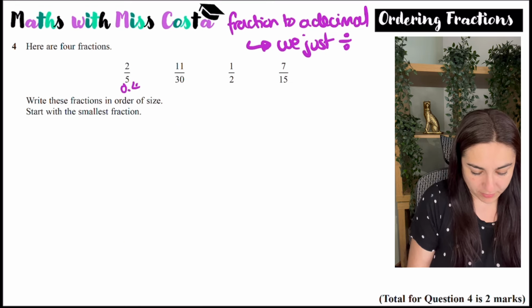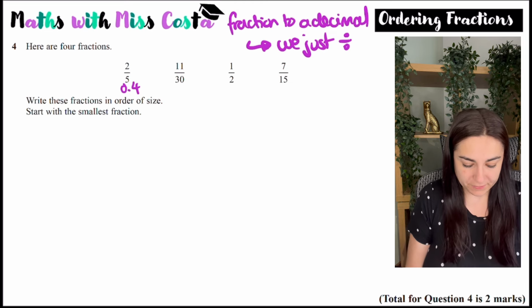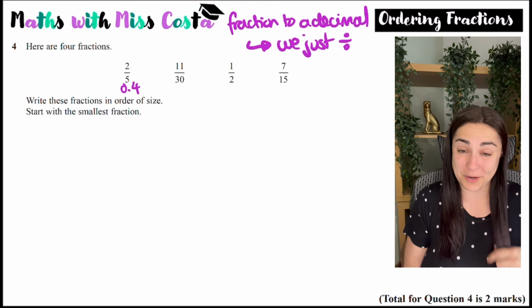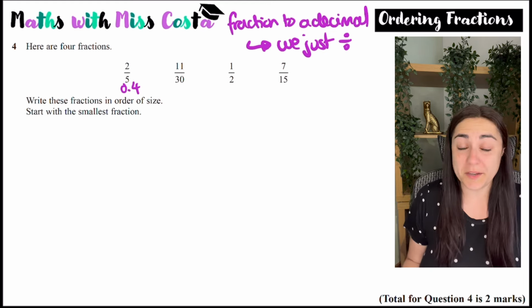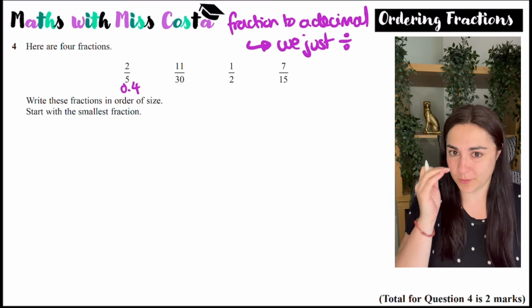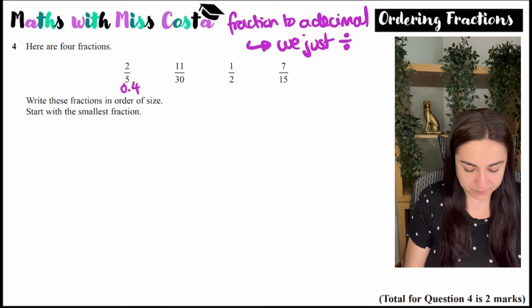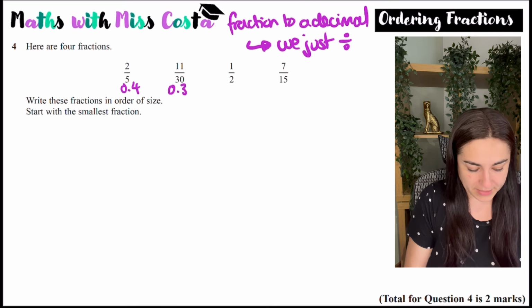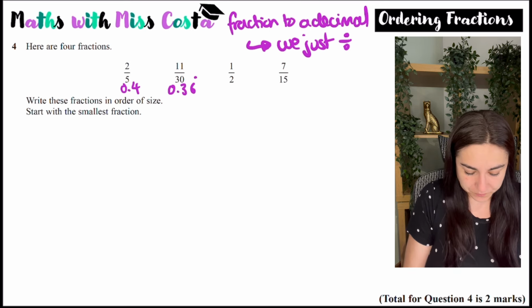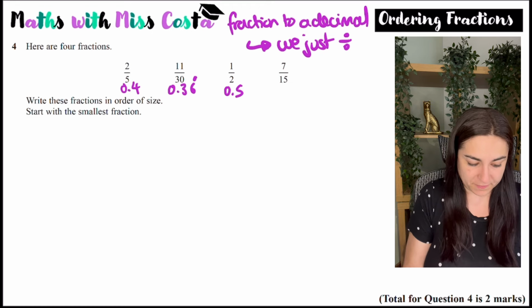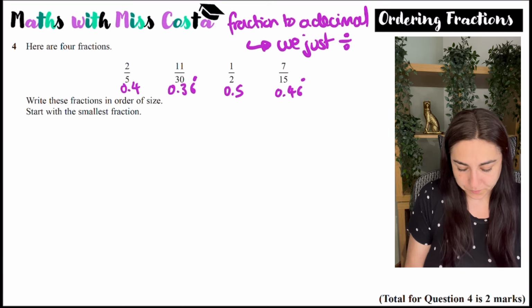So that would be 0.4. 11 divided by 30. Oh, we could, sorry, I'm getting very ill. We could also do it another way, but I'm just going to show you the decimal way first. So 11 divided by 30 is 0.36 recurring. A half is 0.5, and 7 divided by 15 is 0.46 recurring.